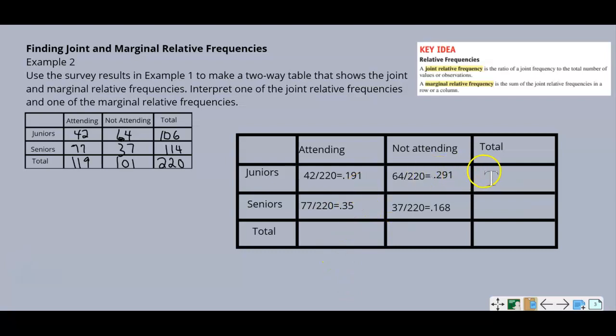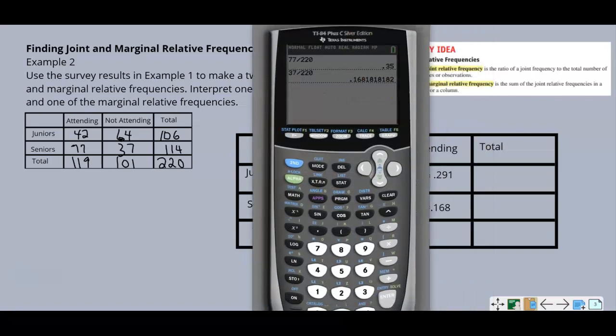I took the 106 over 220 off because now that we have these, we can simply add these numbers together to get the total. If you remember, the marginal relative frequency is the sum of the joint relative frequencies. So all we have to do is add across the rows and add down the columns, and that will give us the numbers that we need. So let's go ahead and do that.